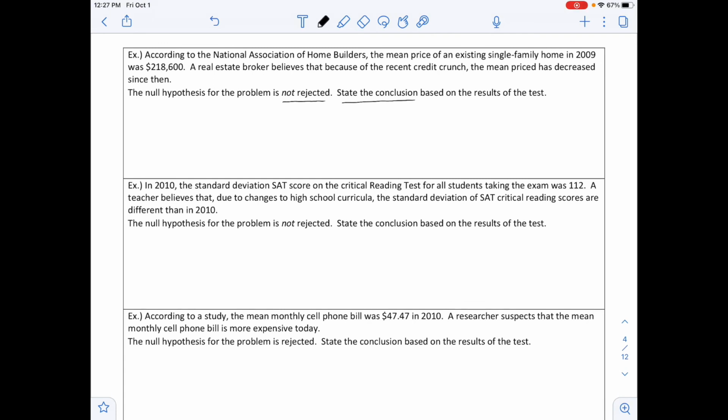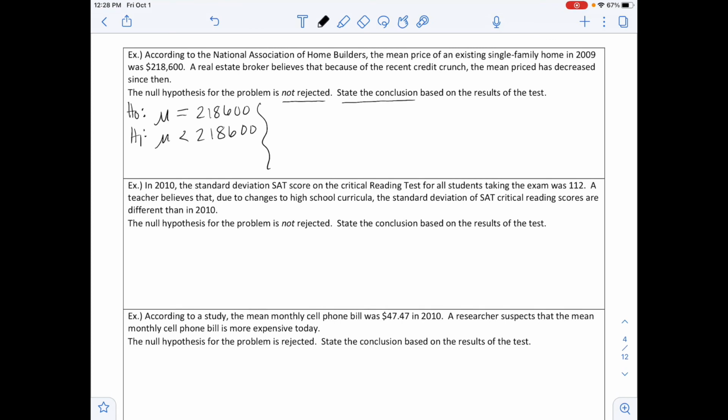I'm going to go ahead and write down our null and our alternative. Again, we are dealing with the mean. We did this previously, and our null is going to be equal to 218,600. And then again, he thought that it decreased, so less than 218,600. And remember, he is testing H1. That's what he thought would have happened, that the price would have decreased.